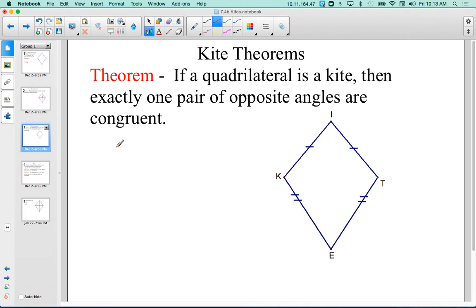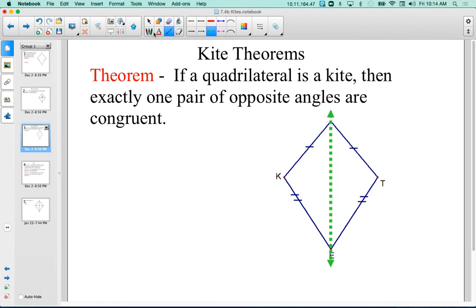If a quadrilateral is a kite, then exactly one pair of opposite angles are congruent. Now, in a kite, you should be able to draw a line that goes directly down the middle that basically cuts the kite in half and reflects one side onto the other. In this case, the line of reflection would be vertical. Because it reflects exactly on top, it gives us a pair of congruent angles.